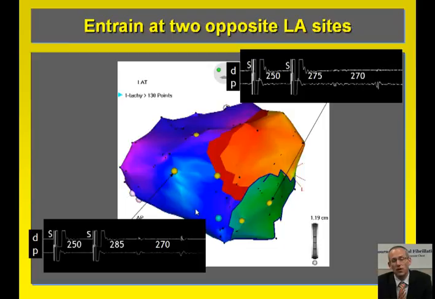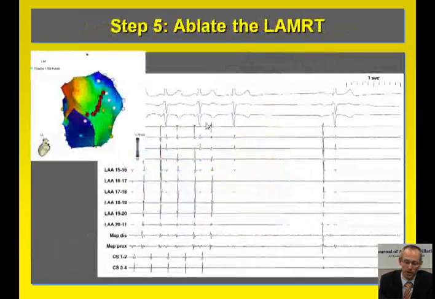And if at both sides the post-pacing interval is less than 30 milliseconds longer than the tachycardia cycle length, the diagnosis is confirmed. For roof-dependent atrial tachycardias, you should also perform entrainment maneuvers at two distinct sides in the left atrium, and this will be an anterior side close to the roof and a posterior side close to the roof in order to confirm the diagnosis.